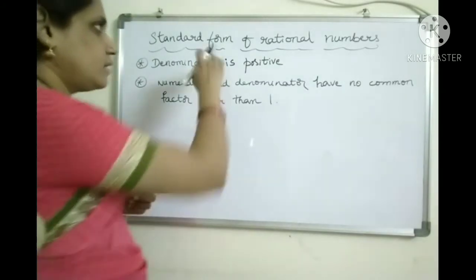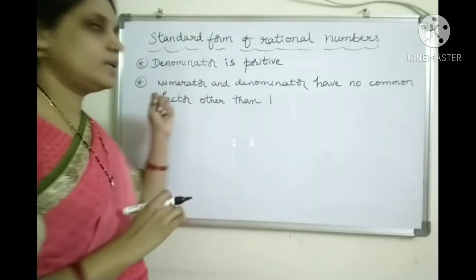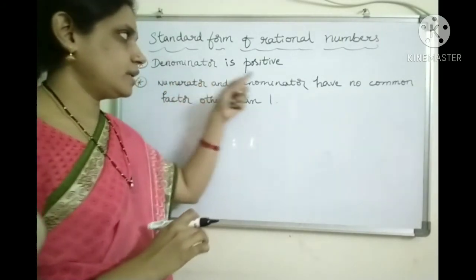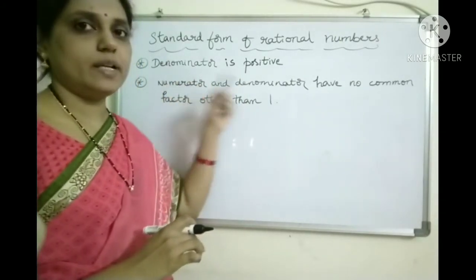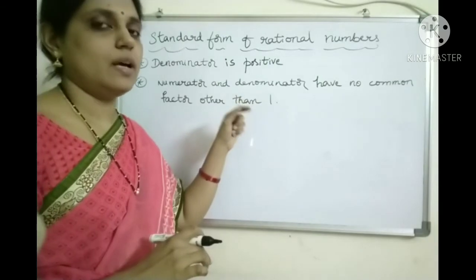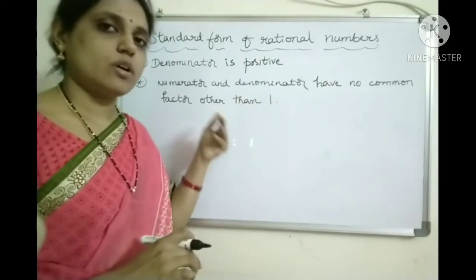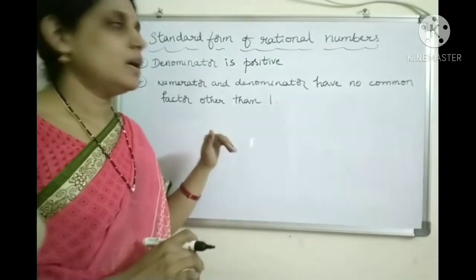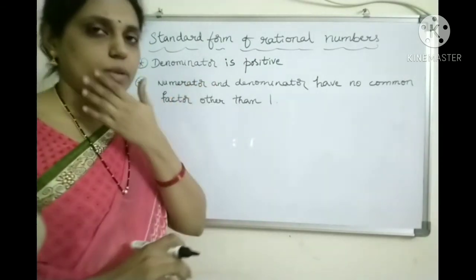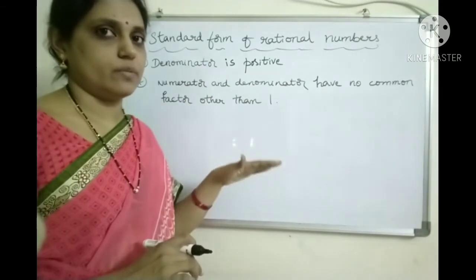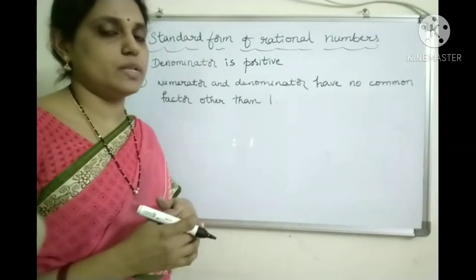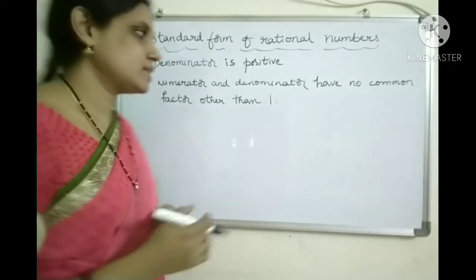Next concept is standard form of the rational numbers. So here, a rational number is said to be in the standard form when the denominator is positive and numerator and denominator have no common factor other than 1. So it is almost similar to the simplest form of the fraction concept. But here you have to consider the sign of the denominator also, that should be positive. Okay. So how to convert the given rational number into its standard form? Let us see with one example.